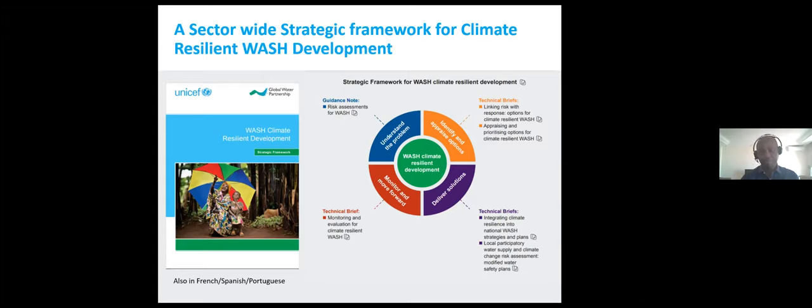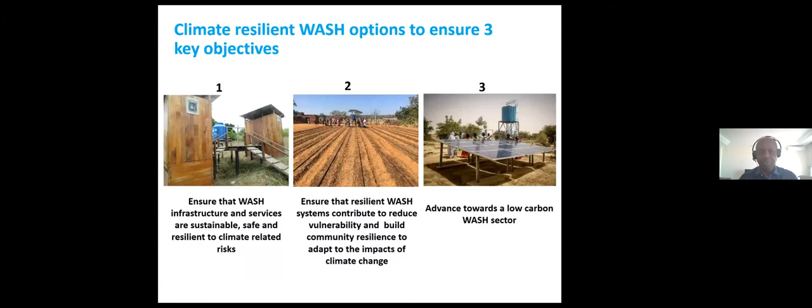That is the main framework document, but various technical briefs are in the process of being translated from English. I think some of these briefs are being updated and adapted, so I think that is also slowing down the translation process, but the objective is that it's going to be as widely available as possible.